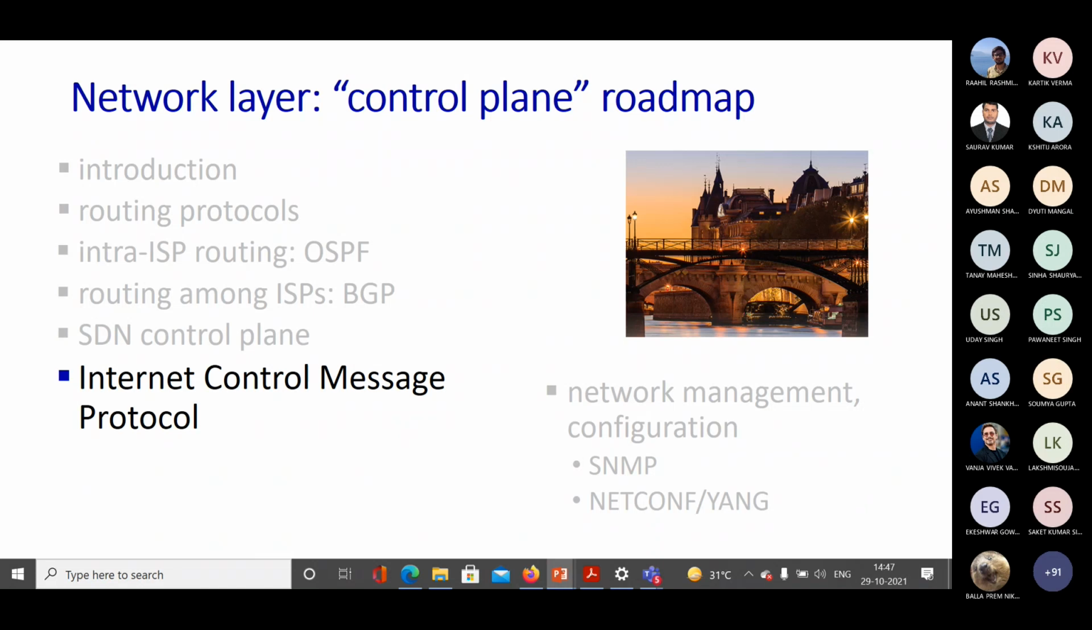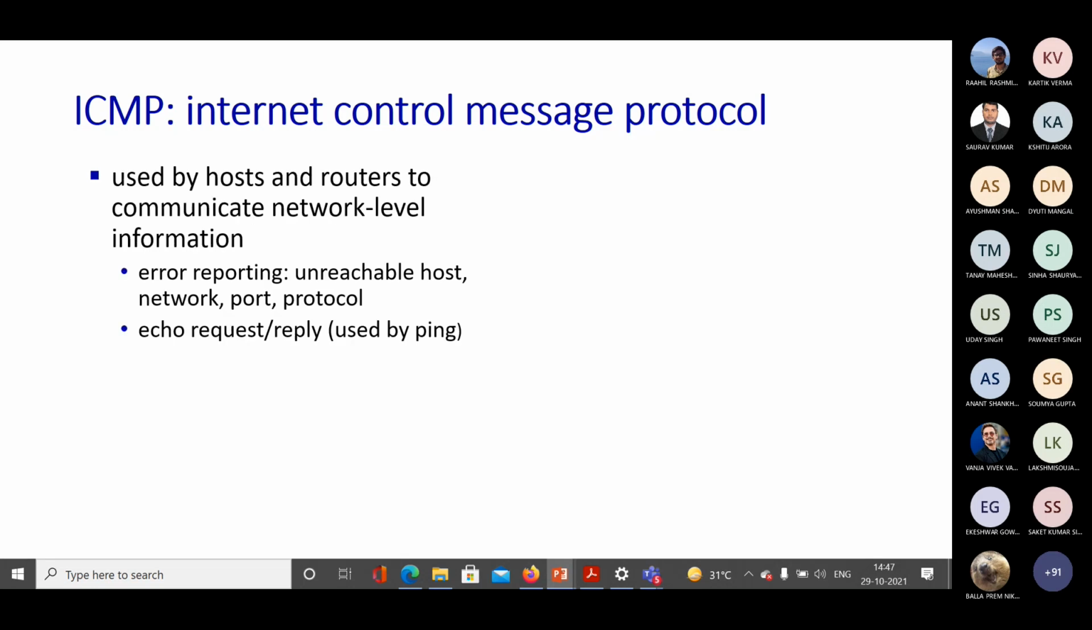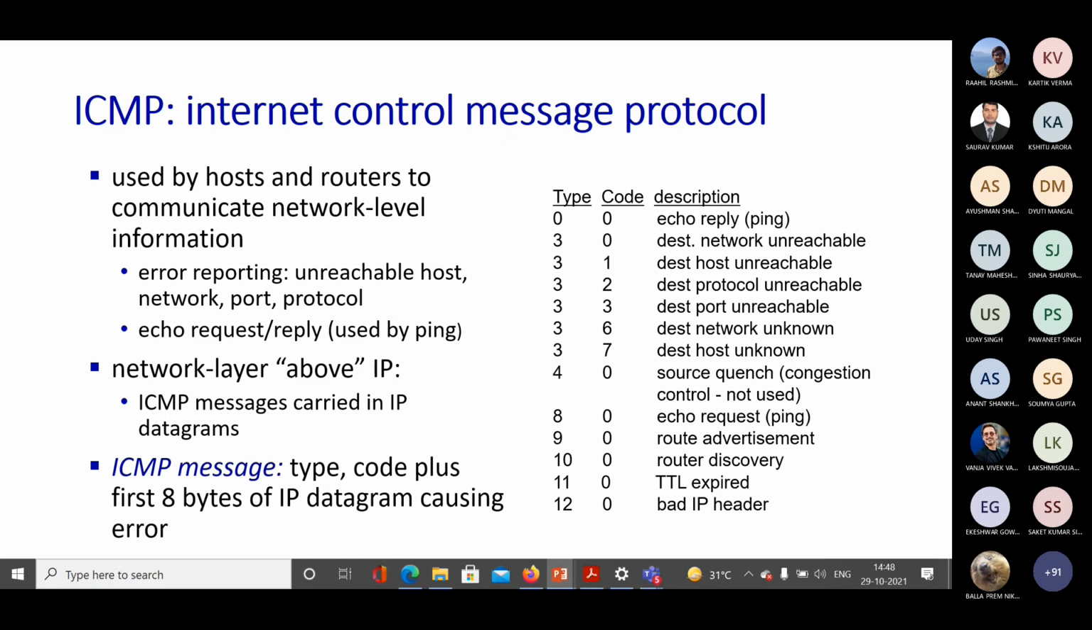So now we are going to get to the next module of this course. We have already studied ICMP, so I will just go through this very quickly. So what is ICMP? It is Internet Control Message Protocol, which is used by hosts and routers to communicate network level information. And what's that network level information? It can be error reporting, it can be echo request and reply, and many other services that ICMP provides. ICMP messages are carried in IP datagrams.